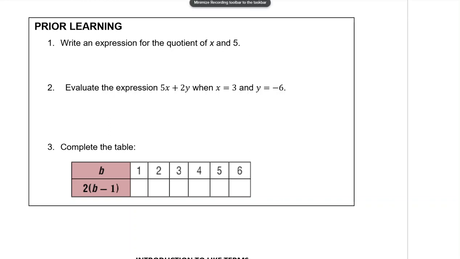Good morning, Year 7. Before we introduce our new lesson on like terms, let's just review a few things that we've learnt in this topic already.